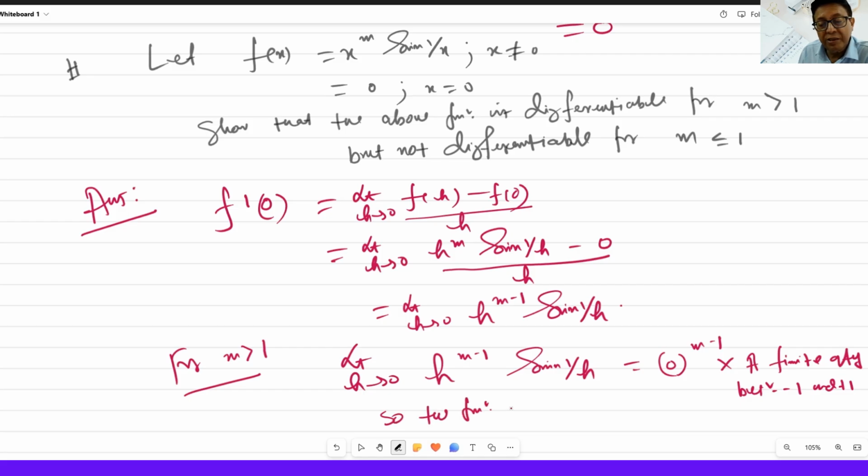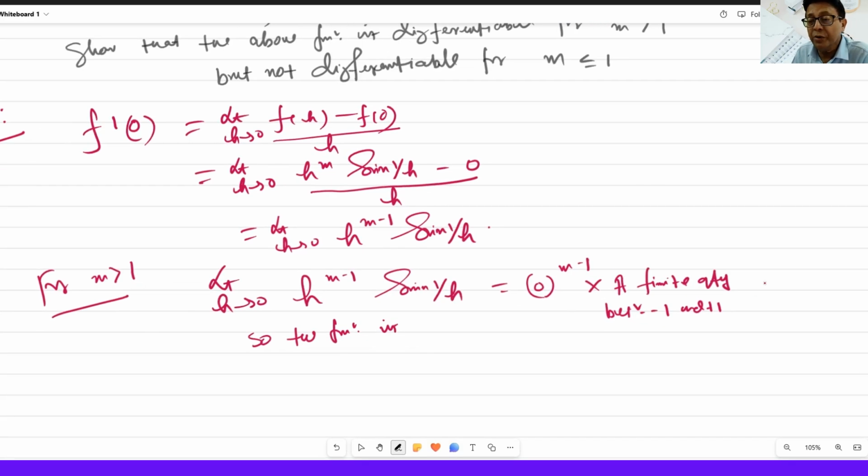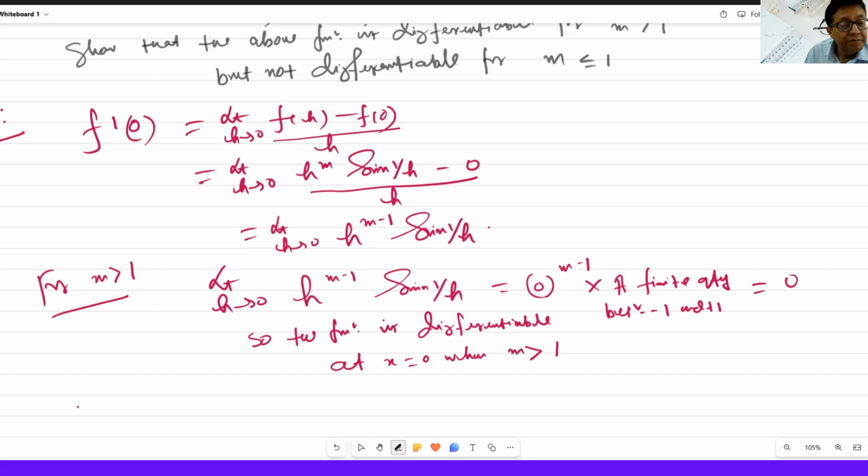So what's the value of this then? This is going to be equal to 0. So the function is differentiable at x equal to 0 when m greater than 1. But for m less than equal to 1, do m equal to 1 first.